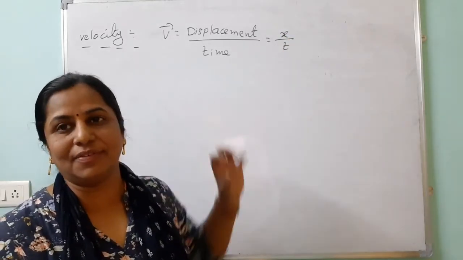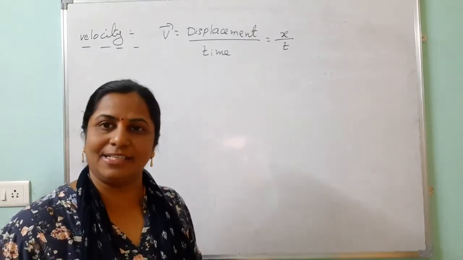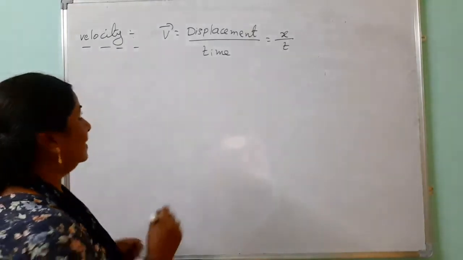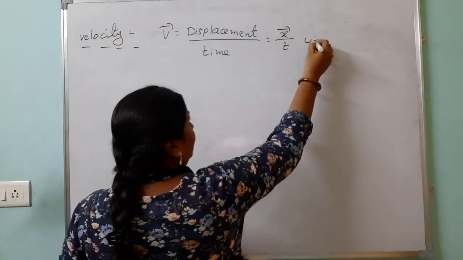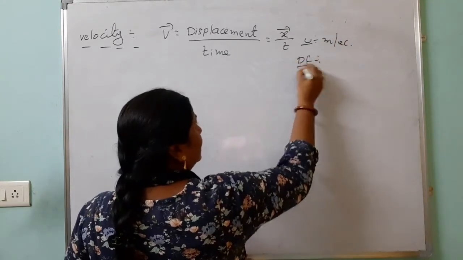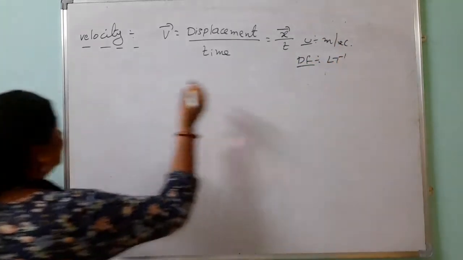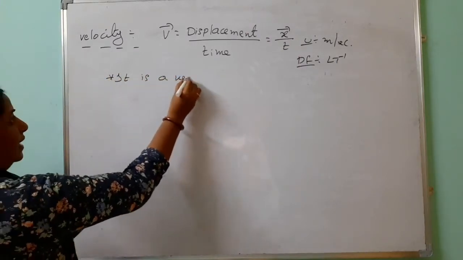The difference between speed and velocity is that velocity is a vector quantity and speed is a scalar quantity. Displacement is also a vector. The unit is meters per second. The dimensional formula is LT power minus 1. It is a vector quantity.